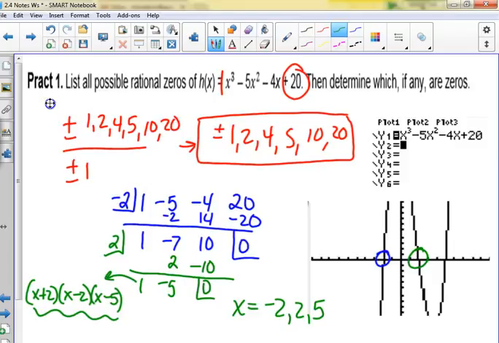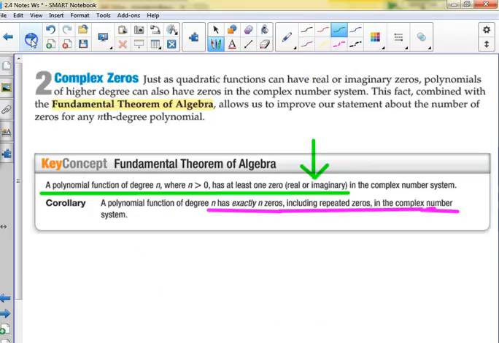Question? You guys rock. Okay, fundamental theorem of algebra says that if you have a polynomial of degree n, then it has at least one zero, real or imaginary, in the complex number system. A polynomial of n degree has exactly n zeros, including repeated zeros in the complex number system.